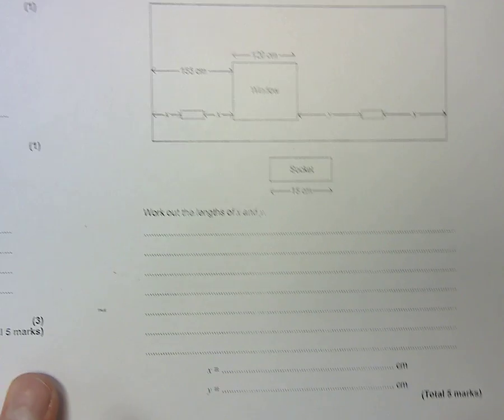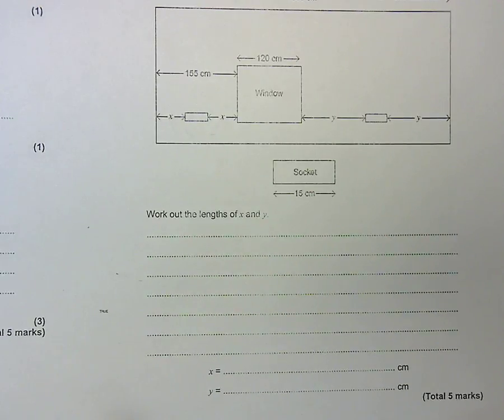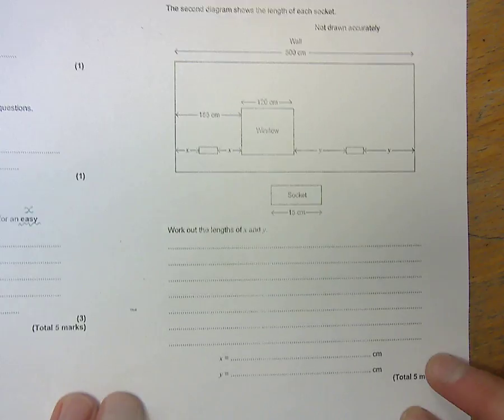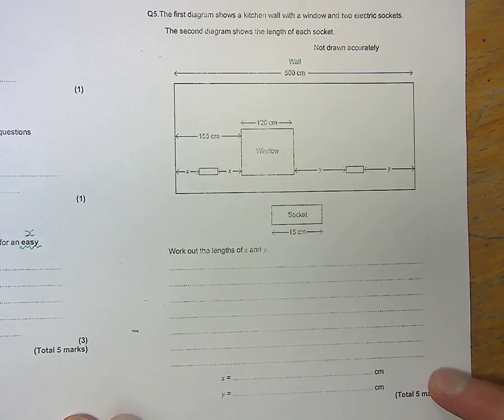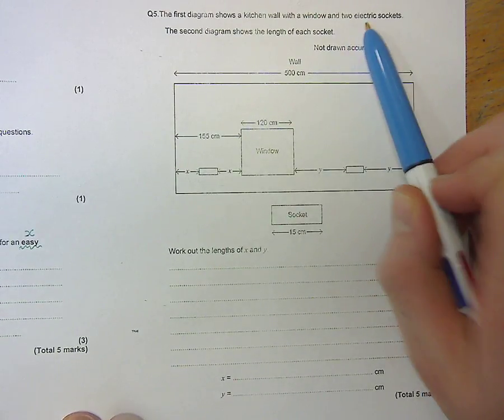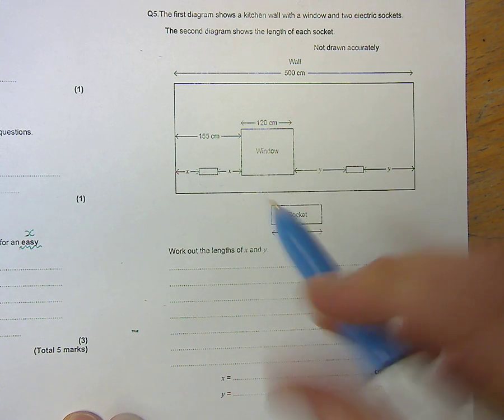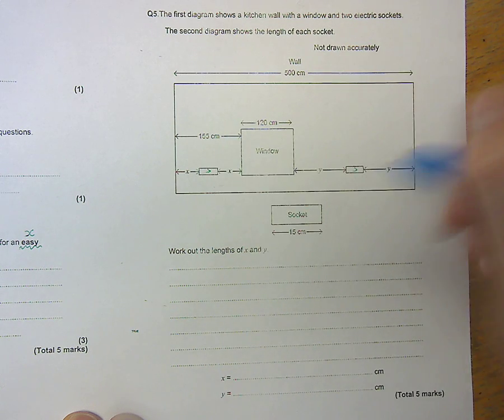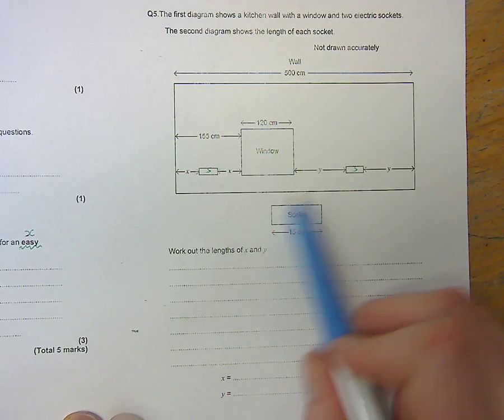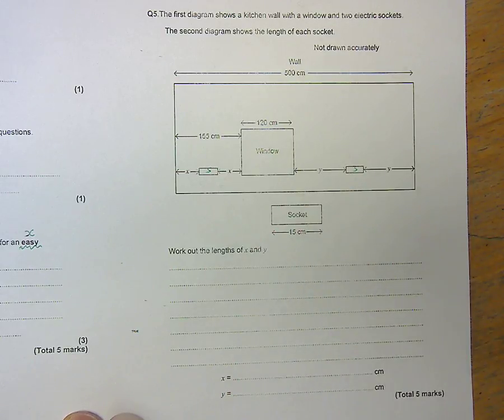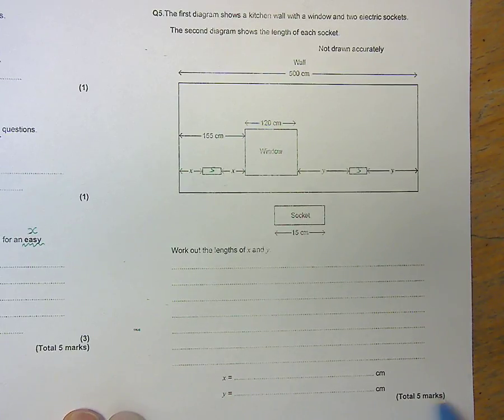Finally, question 5, another 5-mark question. I'll just zoom out a little bit here. It says the first diagram shows a kitchen wall with a window and 2 electrical sockets. So we've got a window, we've got a socket here, and a socket here. The second diagram shows the length of each socket. The diagram here shows that the socket is 15 centimeters. We need to work out the lengths of x and y. This is 5 marks, which means you won't be given steps like in the previous question. We'll need to do it all ourselves.